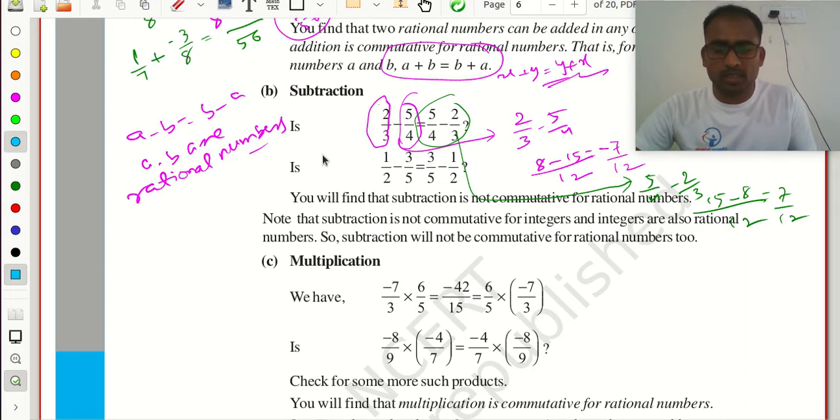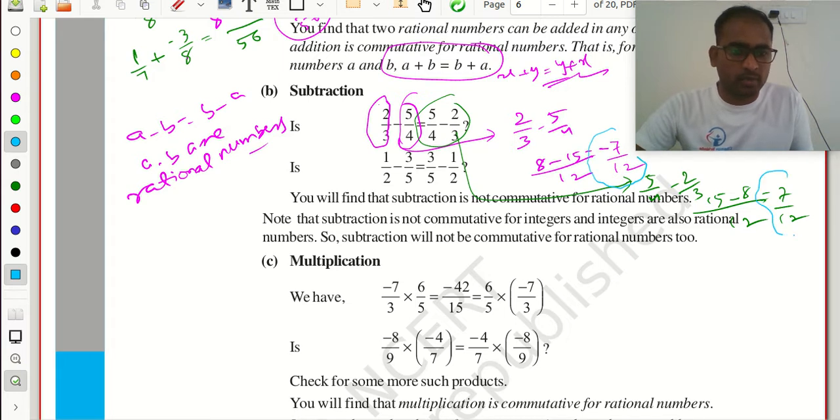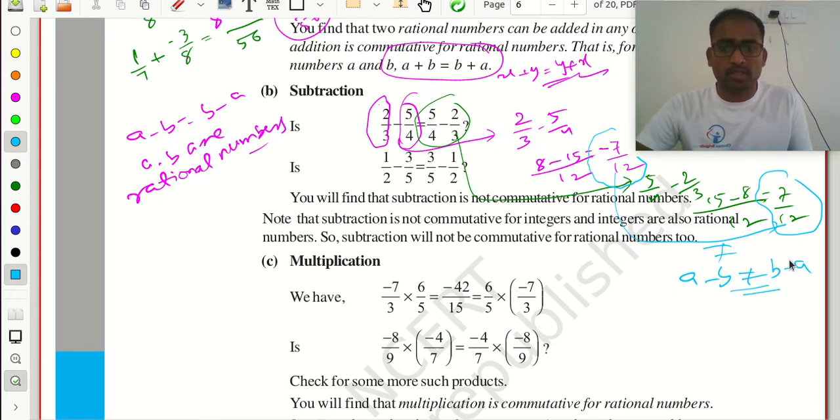See here, this is not commutative for subtraction. Why? Because here I am getting minus 7 by 12 and here I am getting 7 by 12. These two are not equal now. So this relation is not satisfied. A minus b is not equal to b minus a. So this is not commutative for subtraction for rational numbers.